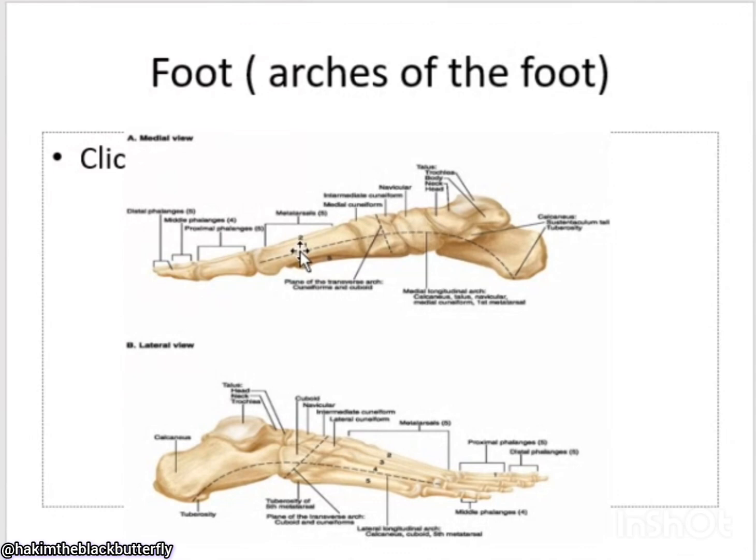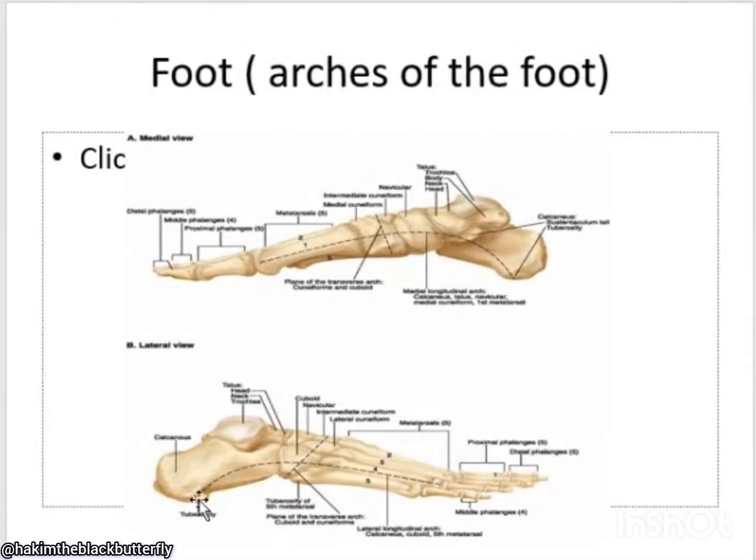So the bones which make the medial longitudinal arch, we have the calcaneum, the talus, the navicular, the three cuneiform bones, the medial, the intermediate, and the lateral, and then metatarsals 1, 2, and 3. Those bones form the medial longitudinal arch, and it is higher than the lateral longitudinal arch.